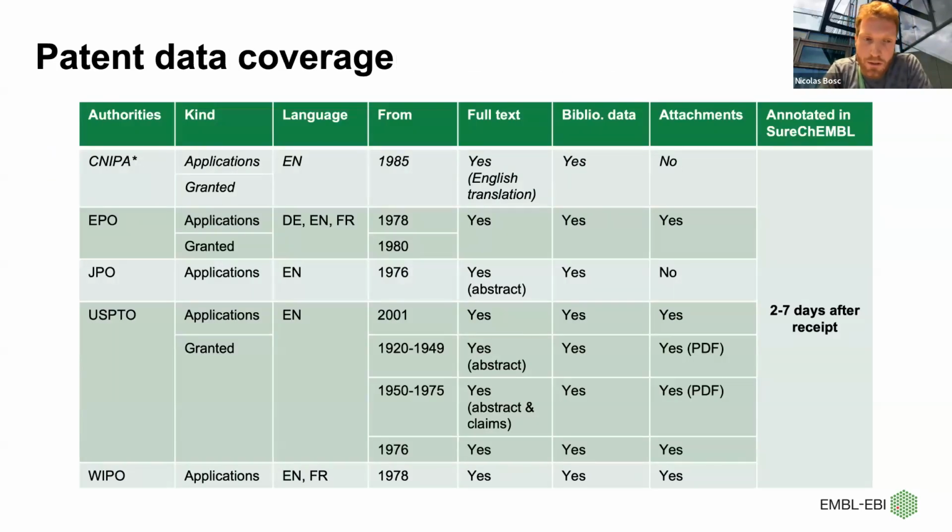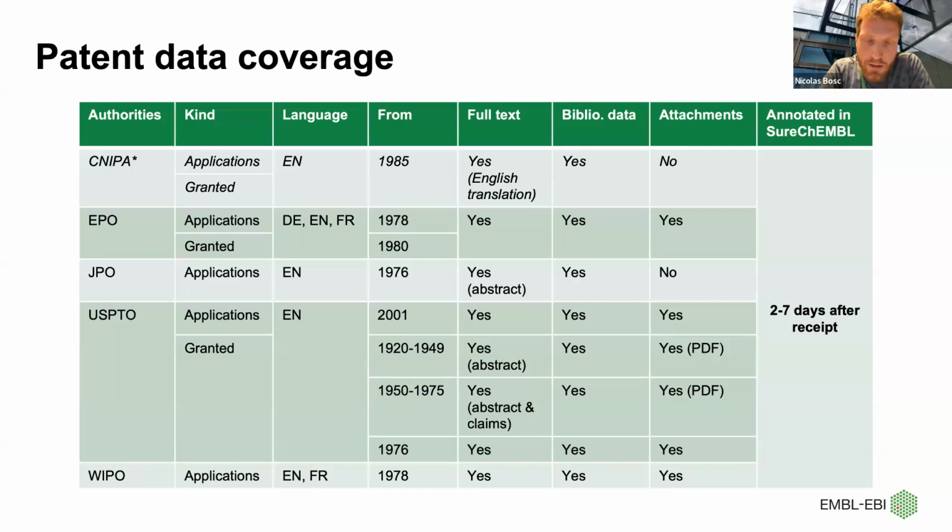In terms of patent data coverage, on this table, I show you that we have access to data from the EPO, the JPO, USPTO, and the WIPO. So that's respectively for the European, Japan, US, and the worldwide offices. And for the different authorities, we get access to patents from different starting lines. We also get access to different sections and metadata attachments of the patents. But for the majority of the patents that we have in SureChEMBL, we have access to the full text. That means the title, abstract, claims, and descriptions.